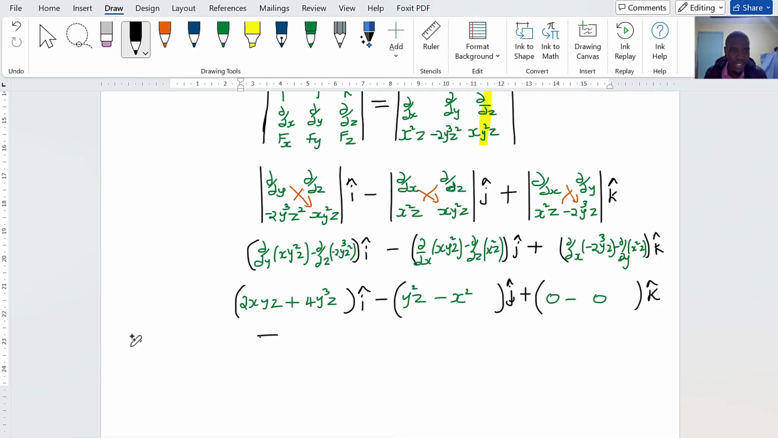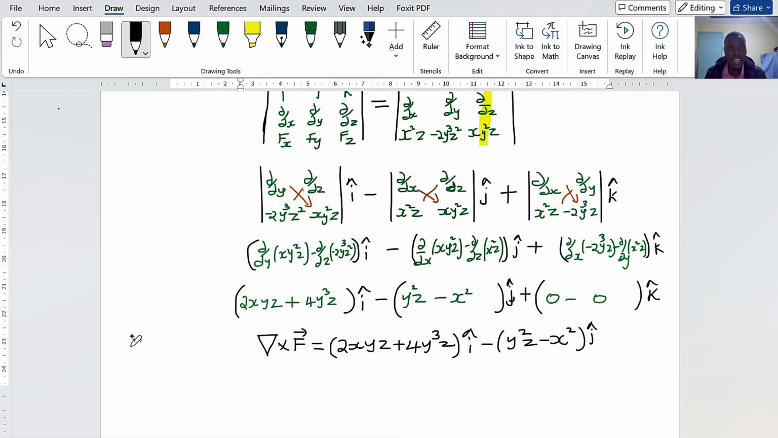So what are we remaining with as our curl? Our curl, because our vector field is given by 2xyz plus 4y cubed z, and this one will be i, then minus into bracket y squared z minus x squared, and that one is j, and k disappears. So that is our curl.